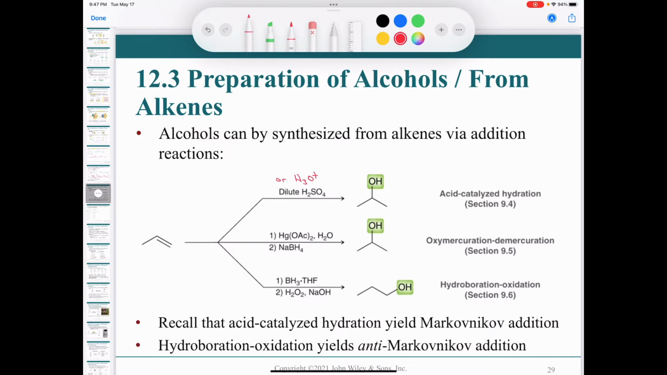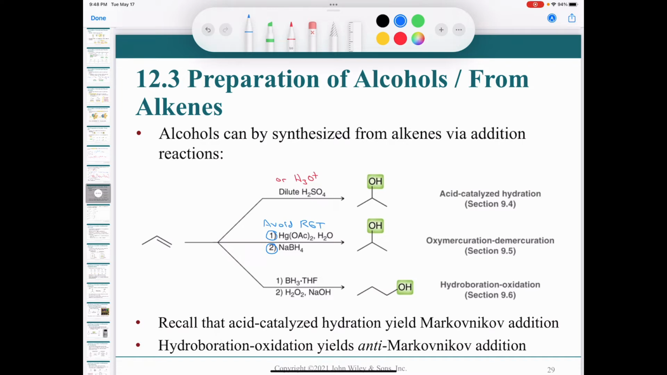The next reaction is Oxymercuration Demercuration. It's a two-step reaction. In the first step, we treat the substrate with mercuric acetate and water, and then in the second step, we do the demercuration with sodium borohydride. Now, this is also a Markovnikov addition of water. However, we use oxymercuration demercuration when we're trying to avoid a carbocation rearrangement. So we'll put that in there. We use that to avoid a carbocation rearrangement.